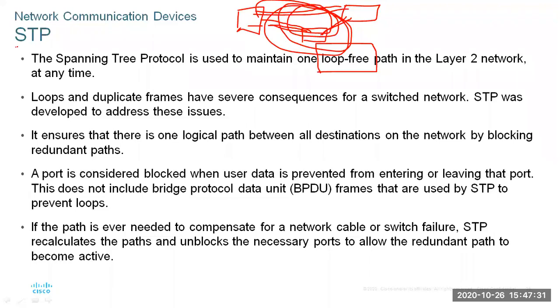So STP, spanning tree, is meant to identify this kind of network where there is a loop, and then it blocks one of the redundant ports just to make sure that there is no loop. Loops and duplicate frames have severe consequences in a switched network. So STP was developed to address these particular issues. It ensures that there is only one logical path between all destinations in the network by blocking redundant paths. A port is considered blocked when user data is prevented from entering or leaving that particular port.